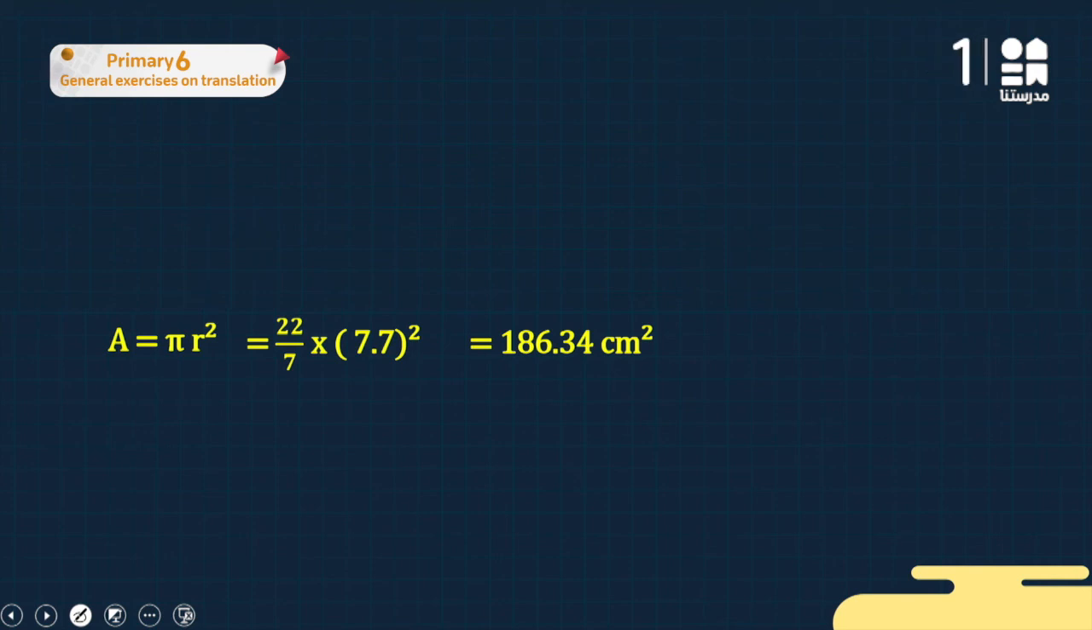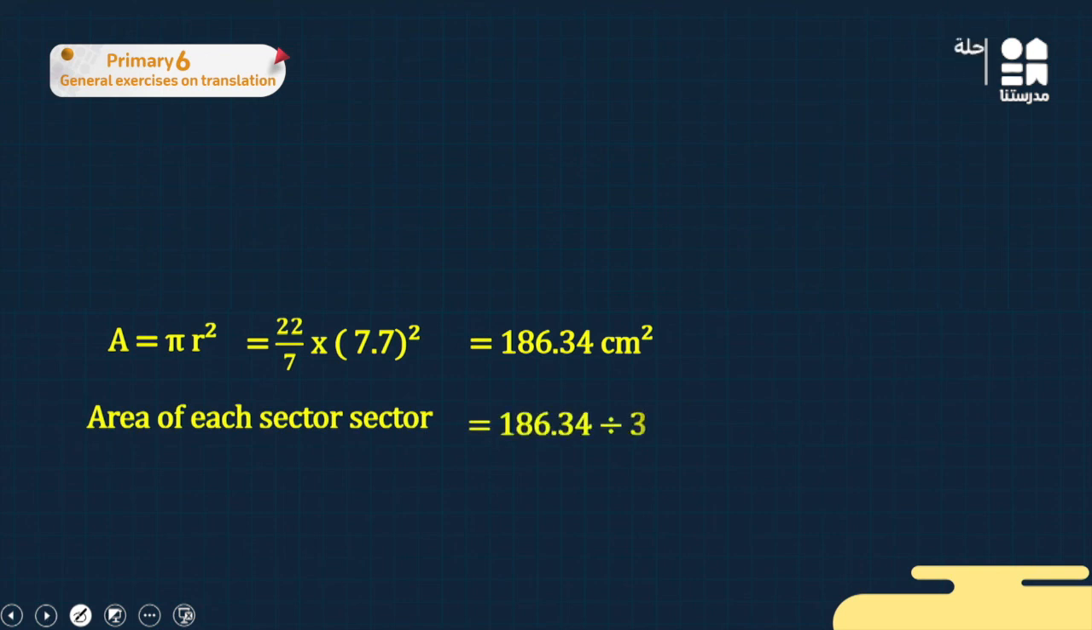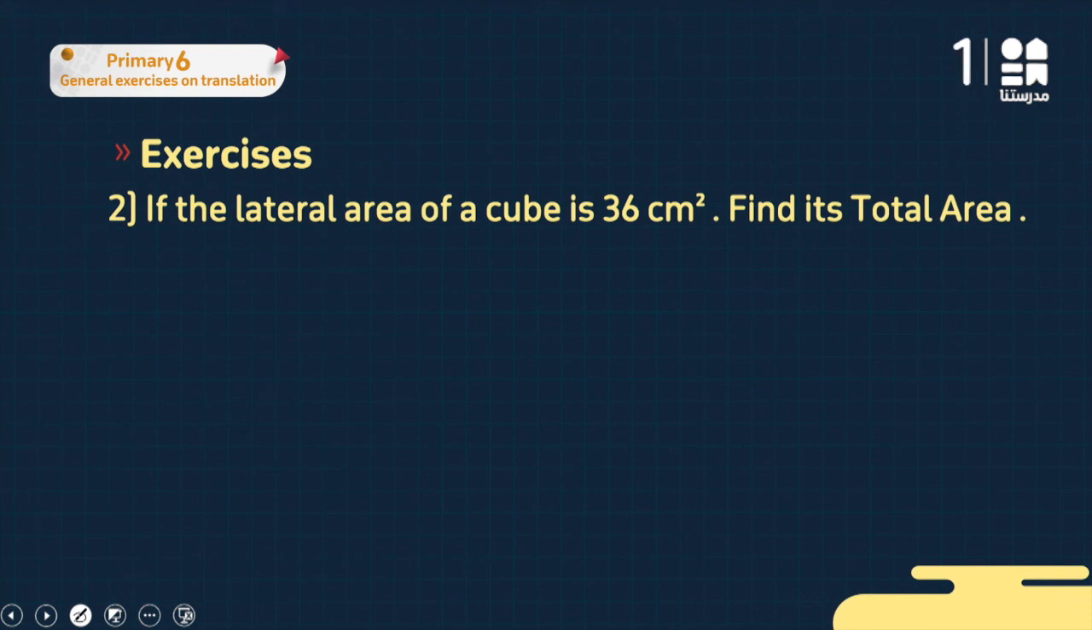But I want to find the area of only one sector. So I will take the total area and divide by 3. So it gives me the area of one sector, which will be 62.113 centimeter square.